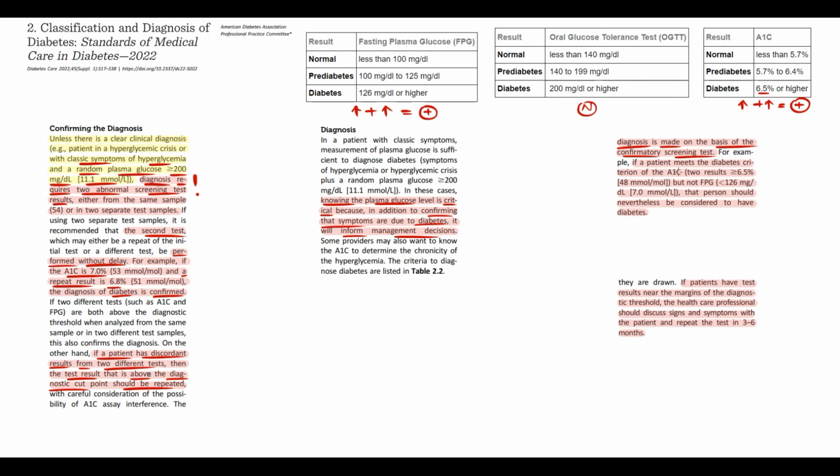And if one test is abnormal on 2 consecutive times and the other is normal, we do not care about normal, it still will be enough to make a diagnosis of diabetes. And if a person has test results near the diagnostic threshold, for example, glycated hemoglobin is 6.2, and the diabetes criteria is above 6.5, in this case, we should repeat the test in 3 to 6 months.